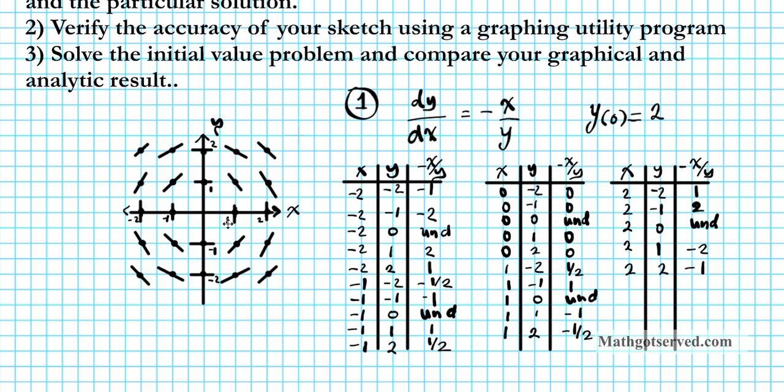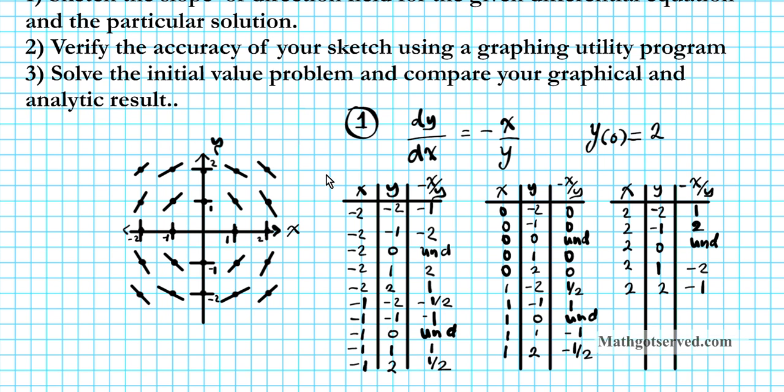Now, can you see a pattern here? Absolutely, this is a circular pattern, okay? So these are the tangent lines to a circular relation, okay? All right, so that's that. Now we're going to see if our result is in fact correct by making use of a graphing utility. I'm going to be using the TI-89 Titanium to generate the slope field for this equation and see if it matches what we have here.